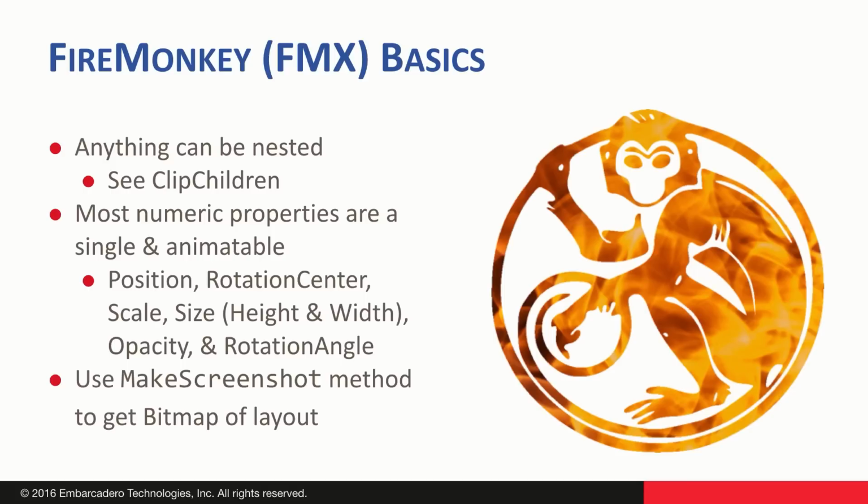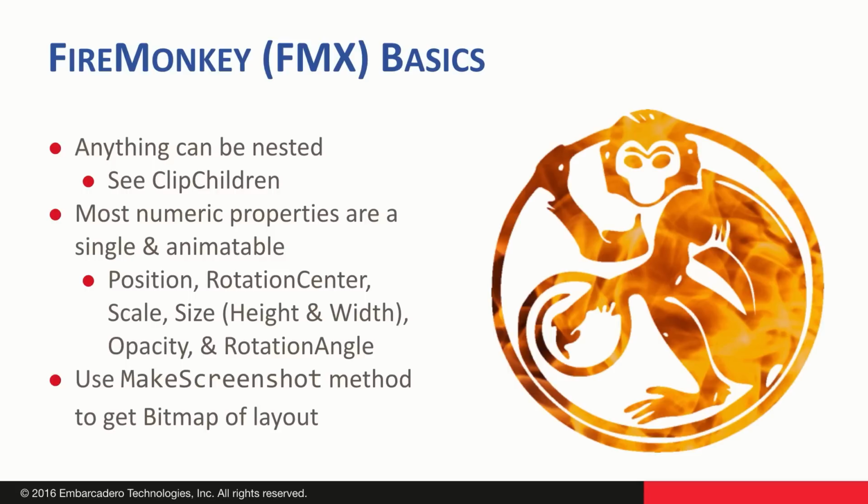Other thing that's different about FireMonkey compared to VCL is most numeric properties, for example, like position and size, are singles. They're floating point numbers. And you can also attach animations to them, which we'll talk more about later. So it's a little different in that you may be expecting them to be an integer. You may even use them like an integer, but you can set them to floating point values. And so you can get really minute movements around, make it very accurate.